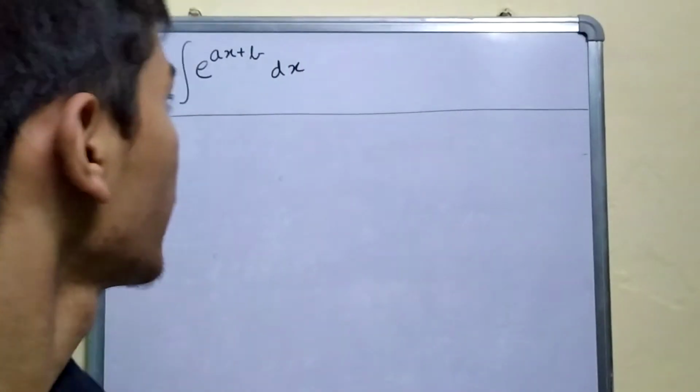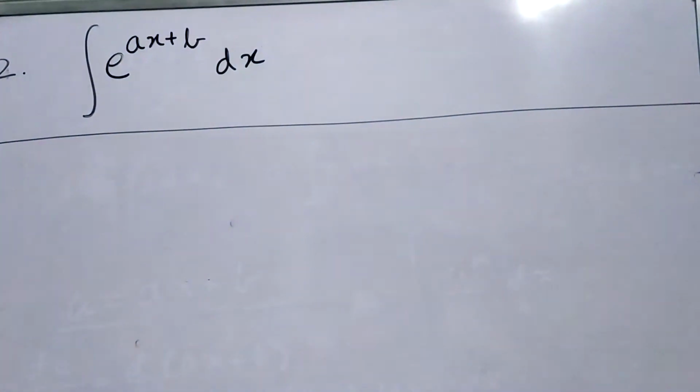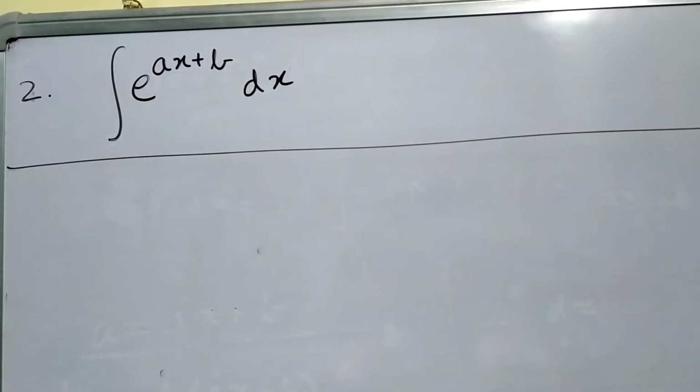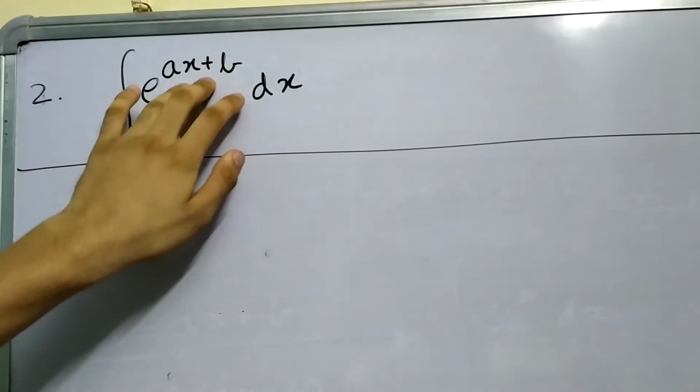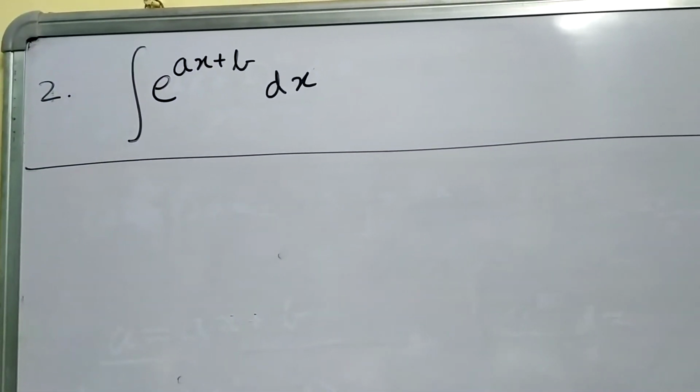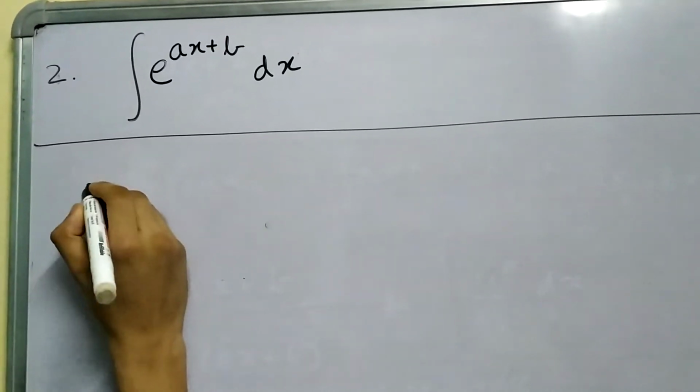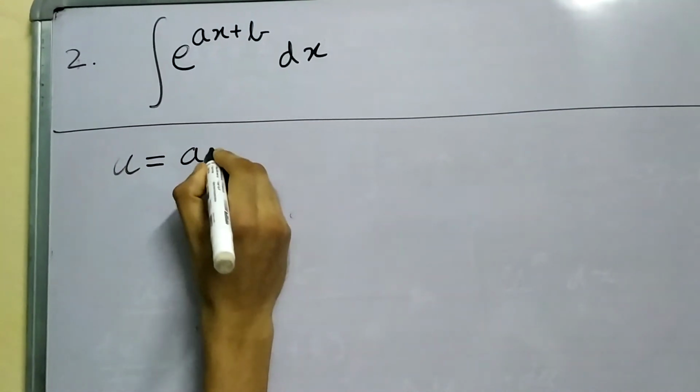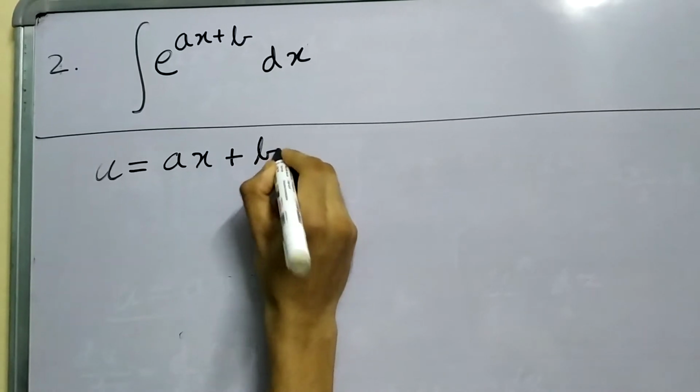So this is our second example, integral e to the power of ax plus b dx. So this function ax plus b is in the exponent. So we do the same thing. We define u as ax plus b.